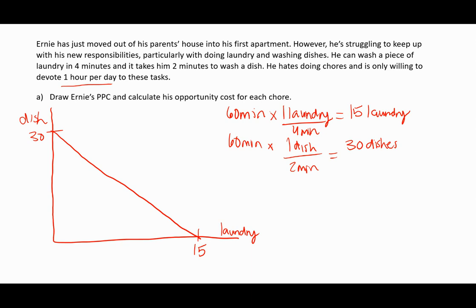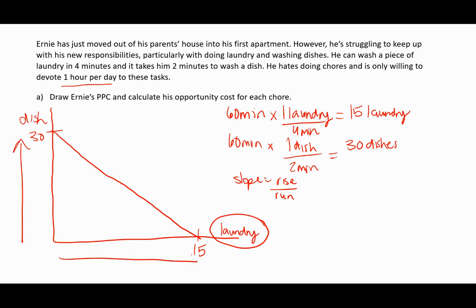Okay, so let's think about laundry. There's a really nice shortcut, especially when you've graphed your PPC. If you've graphed your PPC, the opportunity cost of the good on the x-axis, in this case laundry, will just be the slope of our PPC. So remember, slope is rise over run. Okay, so remember rise here, run here. Let me label that. Okay, so in this case, our rise is 30. Our run is 15, and so our slope will be 2.